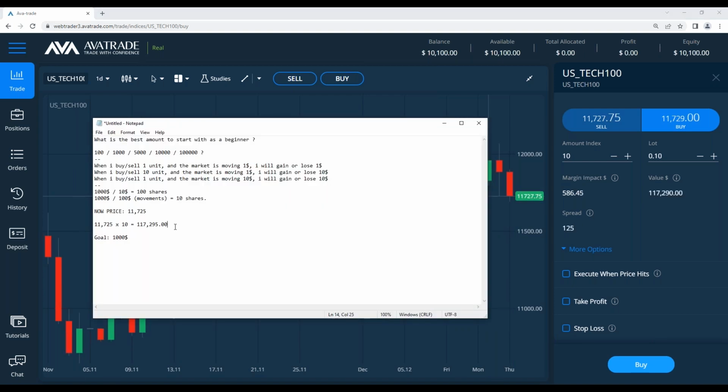Now, this is the actual number. This is the value for my position. How much do I really need? So obviously I don't have this much money on my account, which is a problem because I can't take this position. And now I'm going to ask, can I buy or sell 10 shares of NASDAQ with 10,000? Remember that the actual cost is 117,000.